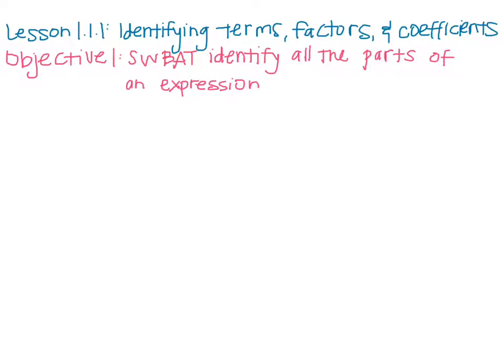Today's lesson is 1.1.1, and it is on identifying terms, factors, and coefficients. This lesson has 4 different objectives, and our first objective is that students will be able to identify all the parts of an expression. So let's start off by first going through a few different vocabulary words.